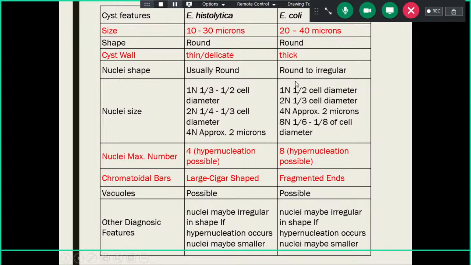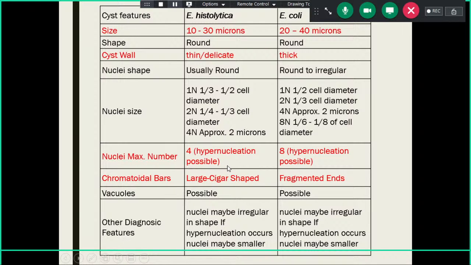The nucleus is round in histolytica, but irregular in E coli. Histolytica, as I told you, can present with uninucleate to quadrinucleate forms. If it is uninucleate, the nucleus will be bigger, and if it is quadrinucleate, the nuclei will be small in size. In E coli, the nuclei are much bigger if uninucleate, but most generally they present as 8 nuclei, seen as 8 nuclear stains of small size.